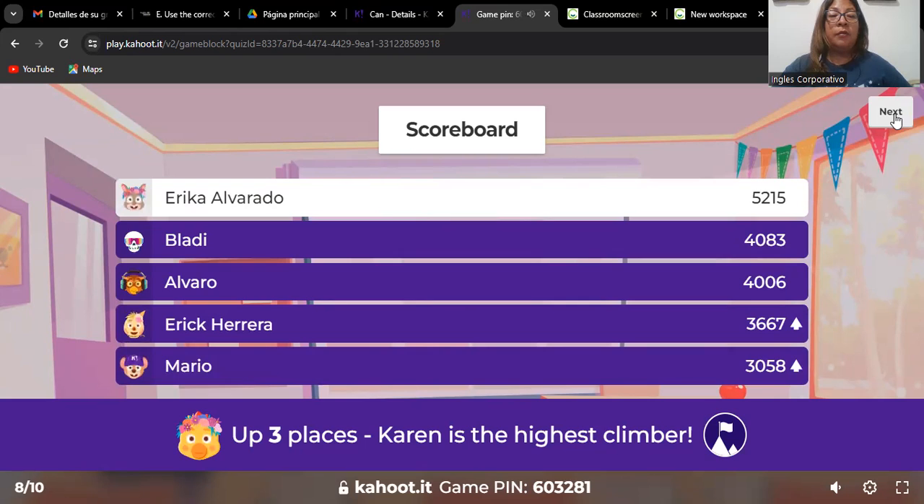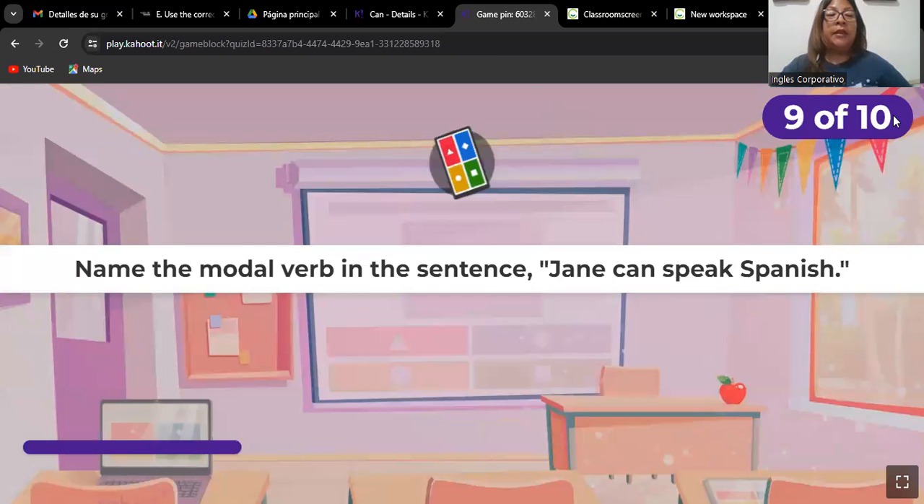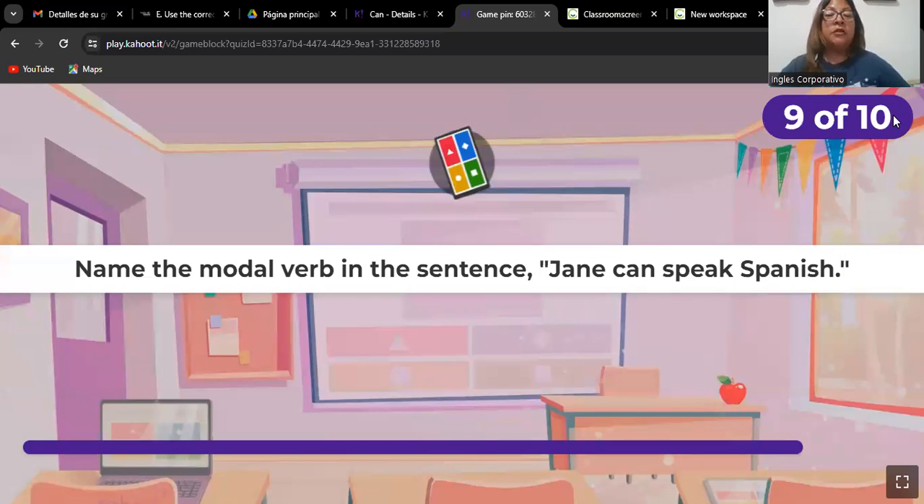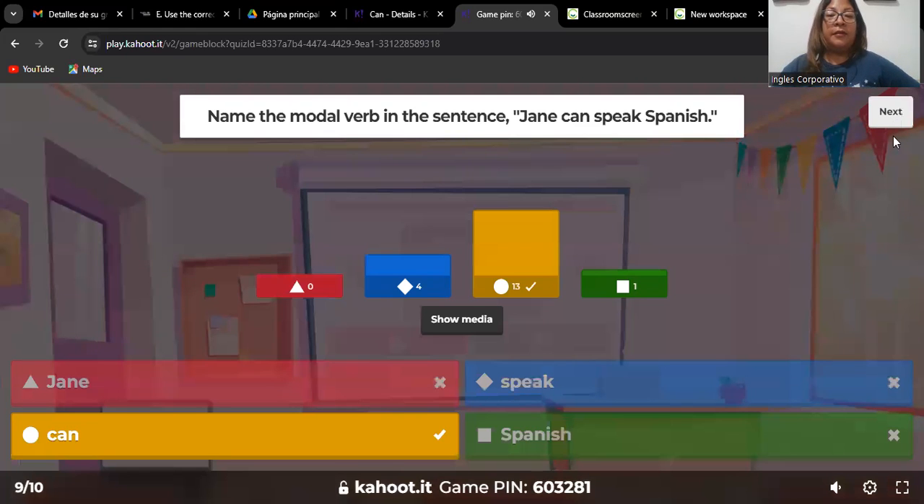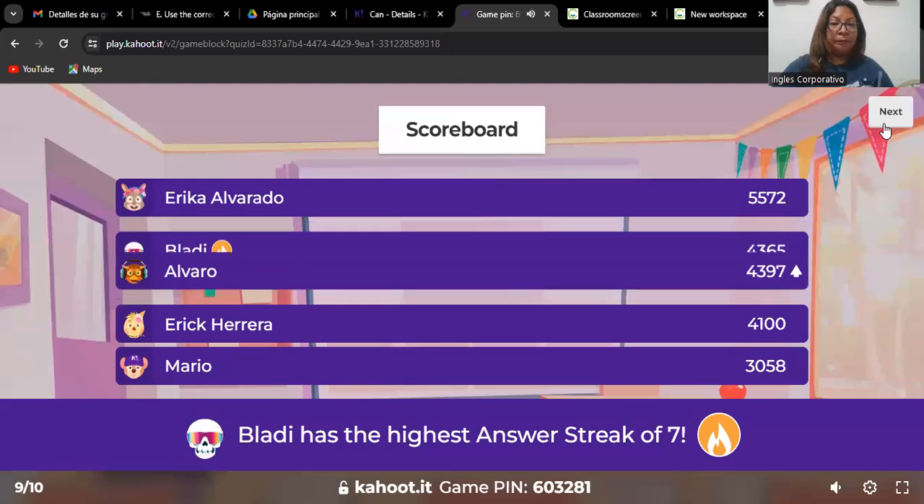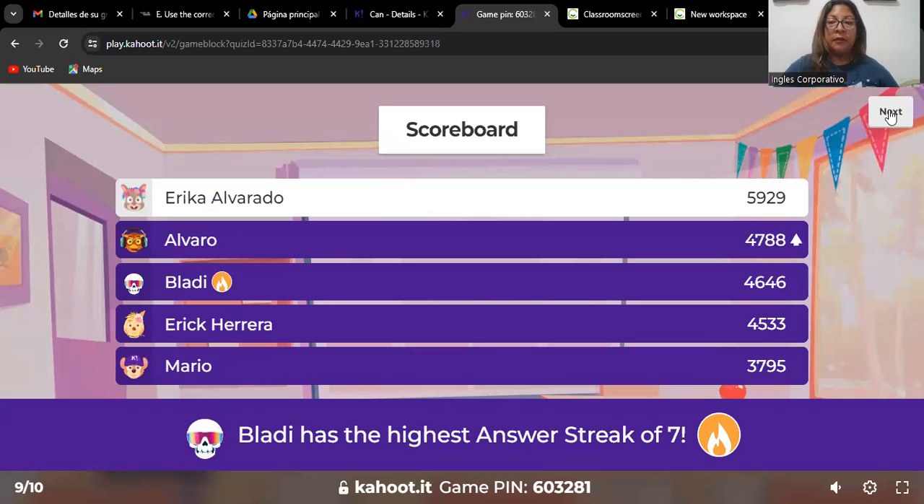Okay, Erika, Brady, and Alvaro. Name the modal verb in the sentence. Jane can speak Spanish. Okay, which is the modal verb? Okay. Y me puso speak. Y Spanish. Hey, next.